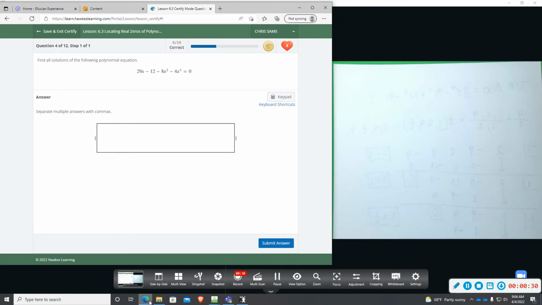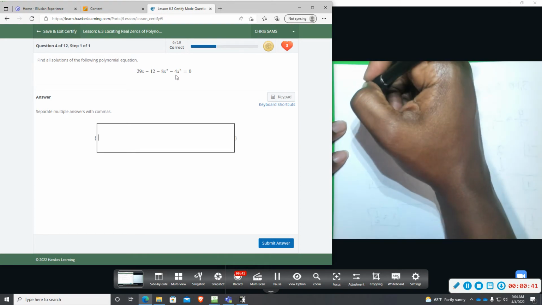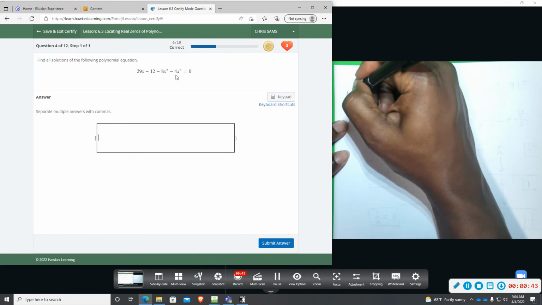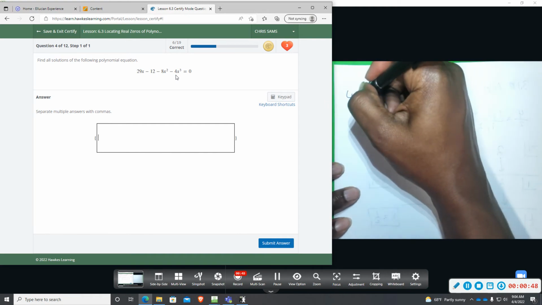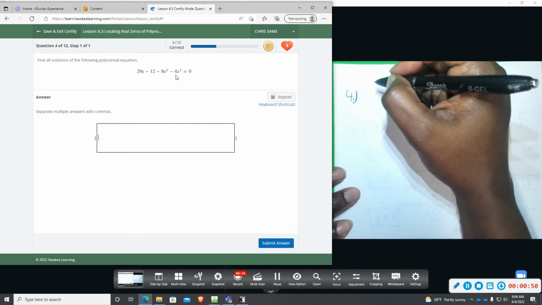So when you have a third degree, there is a factoring method that sometimes works. So we're going to show you and model that, and then if not, we'll continue with the previous method. So I'm going to write this in order.